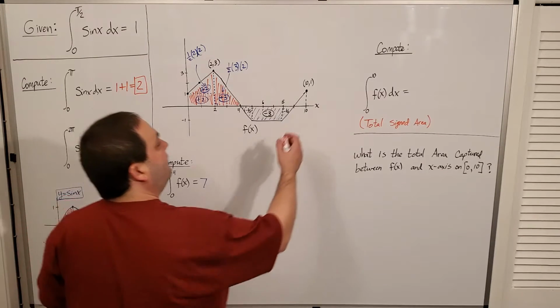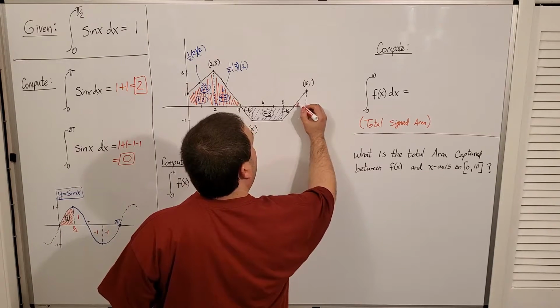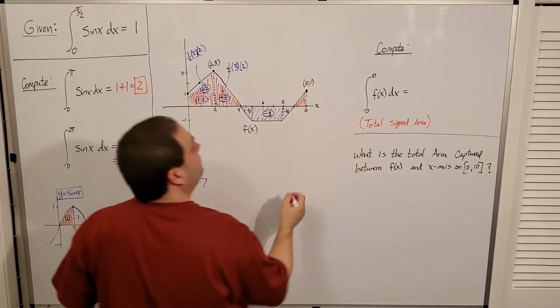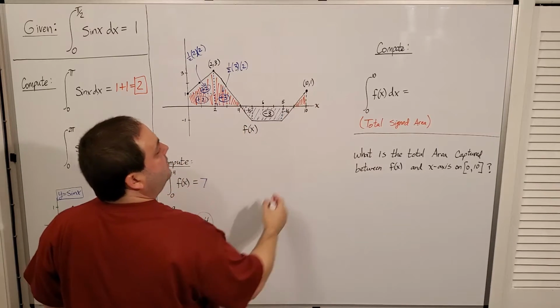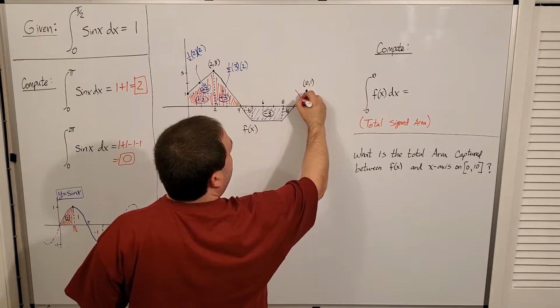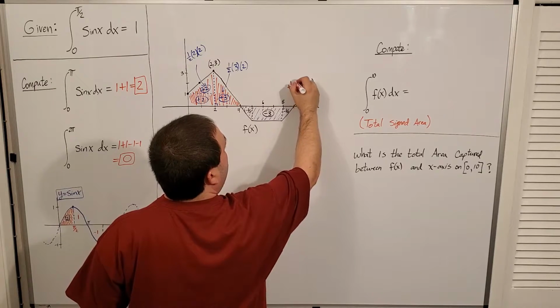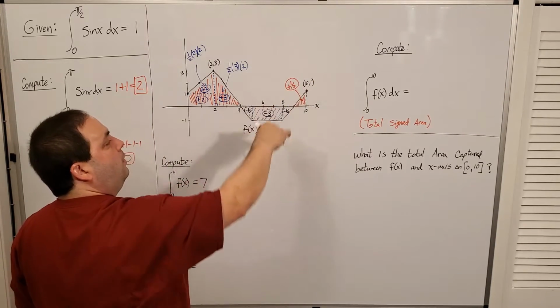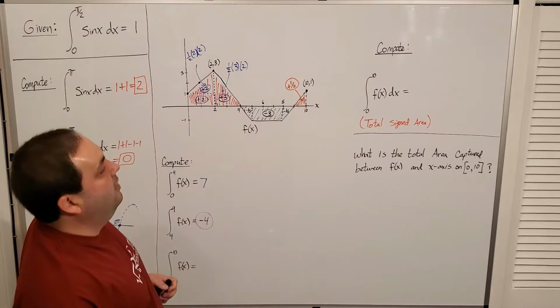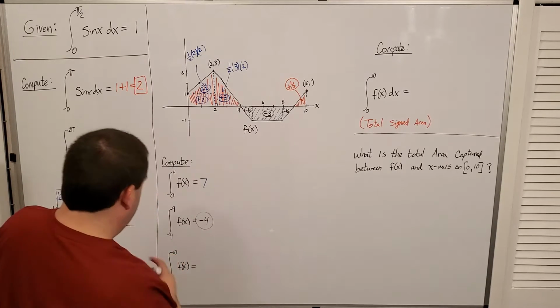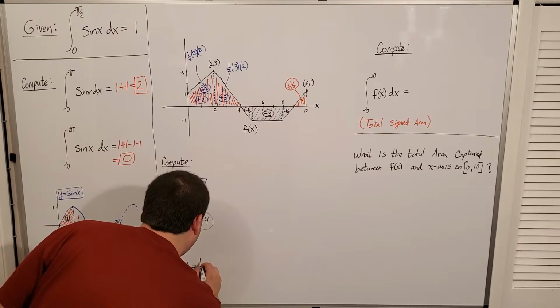And then I have another positive region here. That's why we split here again, right? I have another positive region right here. I'm getting a positive 1/2 again because it's 1 by 1 and it's a triangle, 1/2 base times height. So I'll put a 1/2 here.